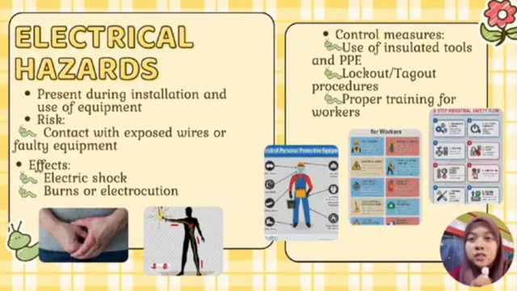To reduce this risk, workers should always use insulated tools and personal protective equipment (PPE) such as insulated gloves and safety boots. They should also follow lockout or take-out (LOTO) procedures before performing maintenance work and receive proper safety training. In conclusion, electrical hazard can be dangerous, but following safety procedures and using the correct protective equipment can help create a safer workplace.